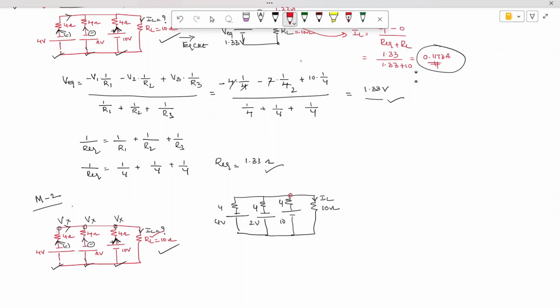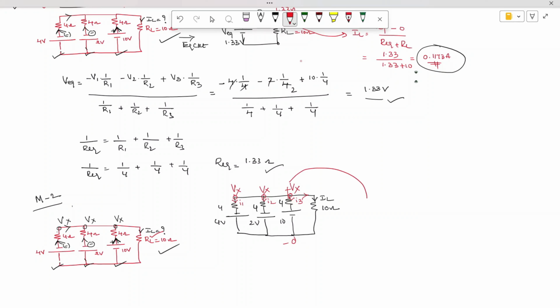assume this as a node Vx, and automatically this is also Vx and this is also Vx. I am assuming the current in this branch is I1, the current in this branch is I2, the current in this branch is I3, and current is already leaving this branch.